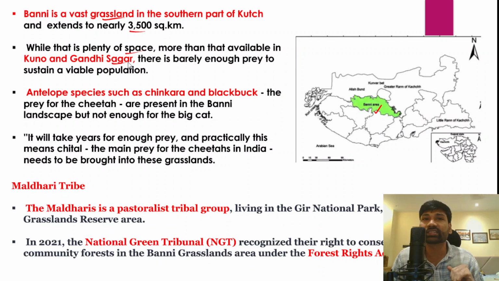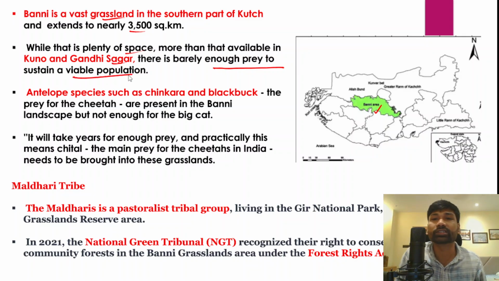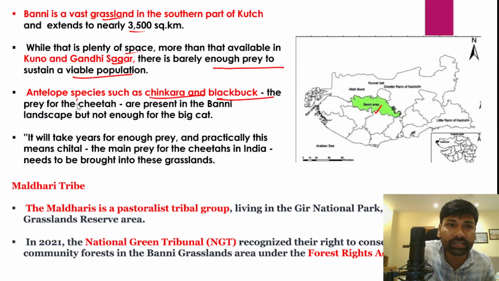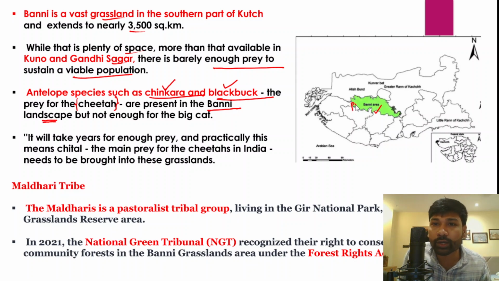So that essentially means that cheetahs are going to have plenty of space as their habitat, and in that space they would also have enough prey to sustain a viable population of cheetahs. In fact, antelope species such as chinkara and blackbuck are considered prey for the cheetah, and both are present in this Banni landscape, thereby providing adequate prey for the cheetah population if they are introduced into these Banni grasslands.